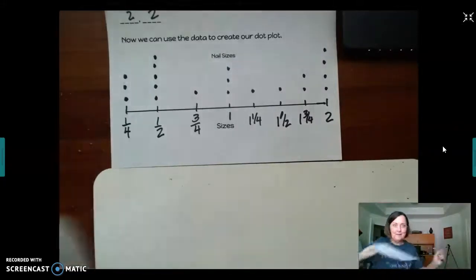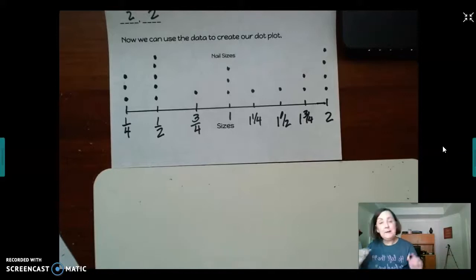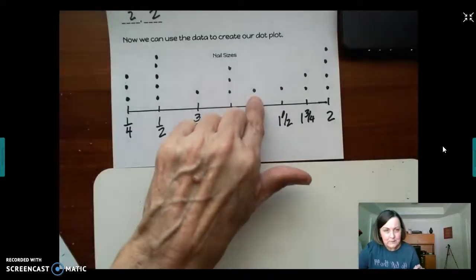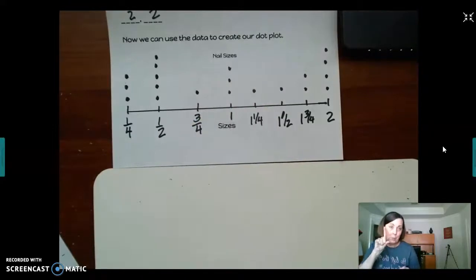Okay. How many nails are at least 1 1/4 inch long? All right. So let's look for 1 1/4 inch long. There it is. And how many nails do we have, boys and girls? 1, or uno. Just 1 nail. So that was a quick 1-step question.